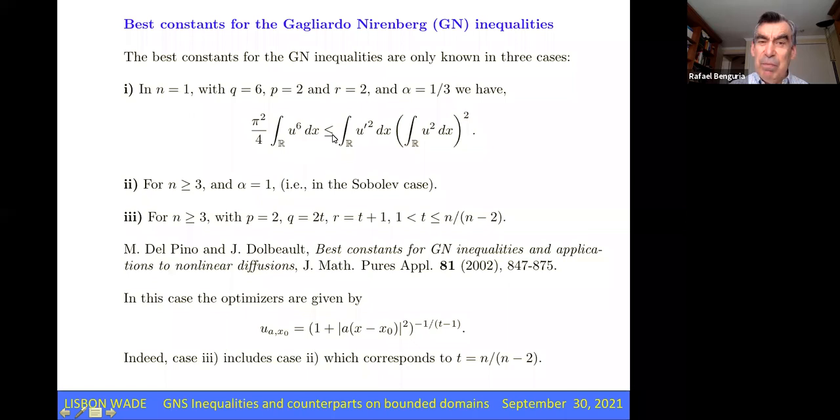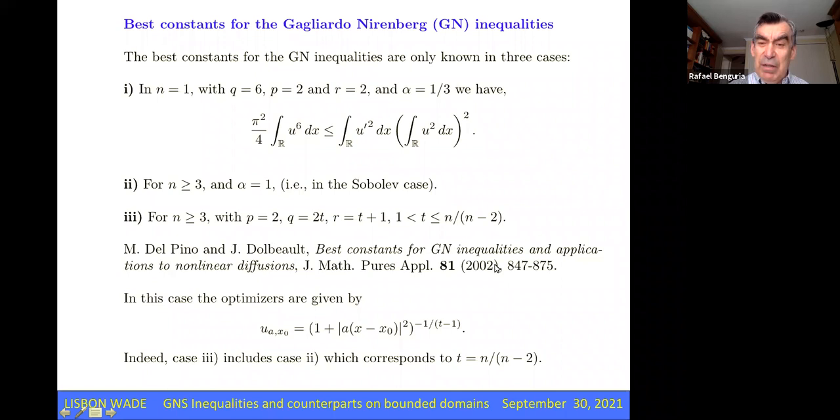Also in dimension 3, as I said before, when alpha equals 1, you are back in the Sobolev case, and we know the Sobolev sharp constant already. The other special case, which includes case 2, is the case of dimension bigger or equal to 3 with p equal to 2, and this family of q equal 2t and r equal t plus 1, when t runs from 1 to n over n minus 2. That case covers case 2, which is a special case of the general case, and that was proven by Manuel Del Pino and Jean Dolbeault in 2002.